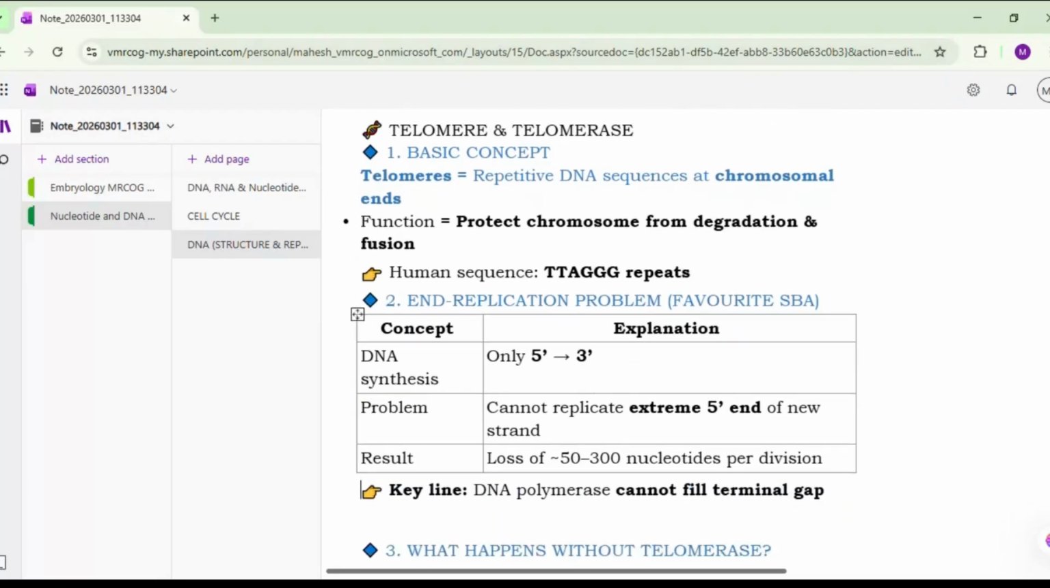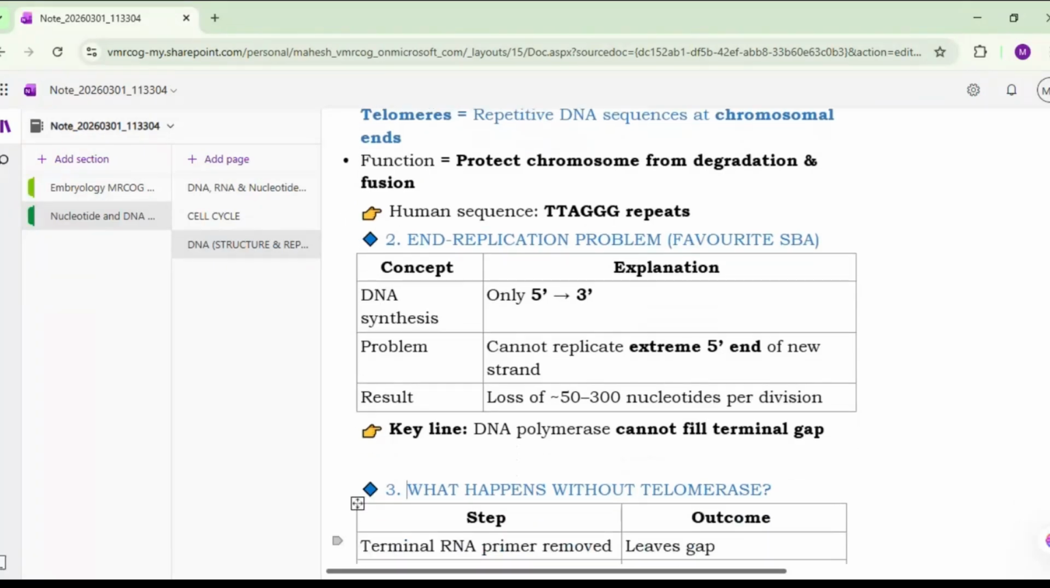Okay. So the end replication problem can be there. DNA synthesis happens only in the 5'-3' direction, which we have seen. So it cannot replicate the extreme 5' end of the new strand. The 5' end will not be replicated, so the result will be loss of 50 to 300 nucleotides per division. Okay. So DNA polymerase cannot fill the terminal gap.